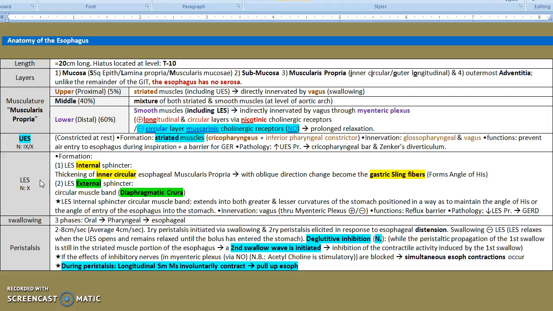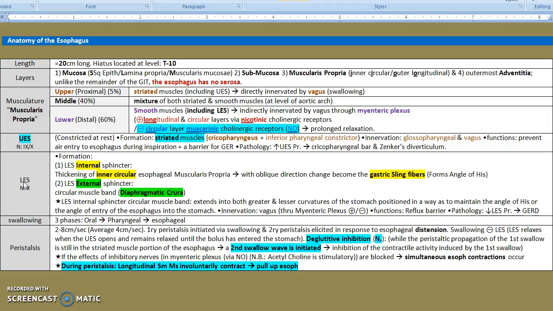Two sphincters, one upper and one lower. The upper is striated while the lower is smooth muscle. Two muscles form the striated muscle of the upper sphincter, the cricopharyngeus and the inferior pharyngeal constrictor. When aging affects these two muscles, a disease develops, the cricopharyngeal bar, and that might lead to Zenker diverticulum. We will talk about this later in detail.